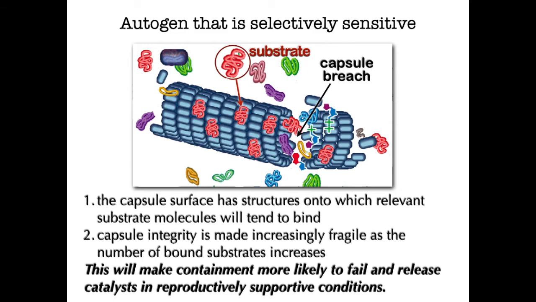From this most basic form of self-representation, 2 canonical complications of interpretive dynamics can be derived. The first I'll show is an example of a higher order interpretive capacity that not only represents itself, as in simple autogenesis, but also features of non-self, that is, its environment. This is exemplified by an autogen that is selectively sensitive. This is possible if, 1, the capsule surface has structures onto which relevant substrate molecules will tend to bind, and if, 2, capsule integrity is made increasingly fragile as the number of bound substrates increases. This will make containment more likely to fail and release catalysts in reproductively supportive conditions.